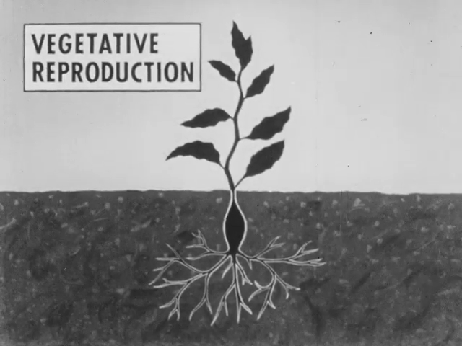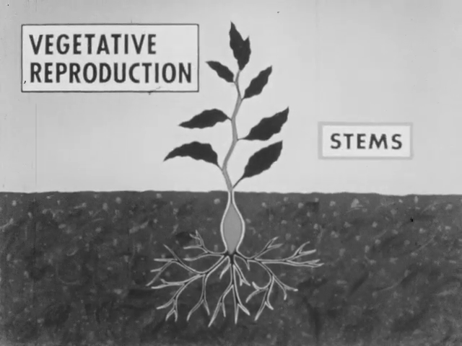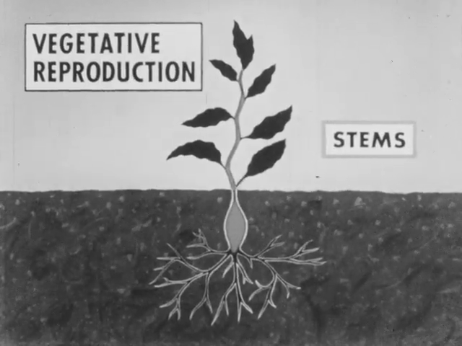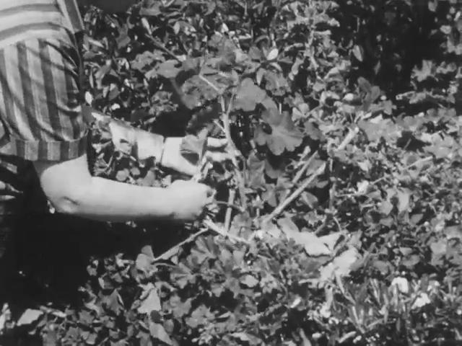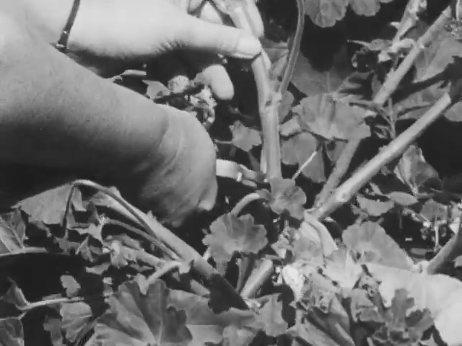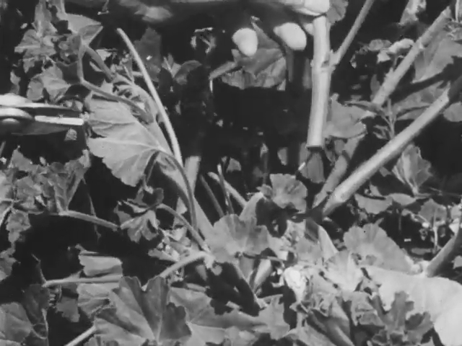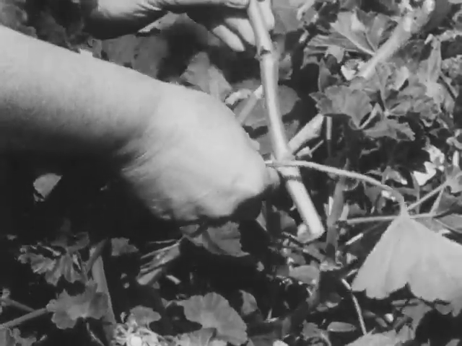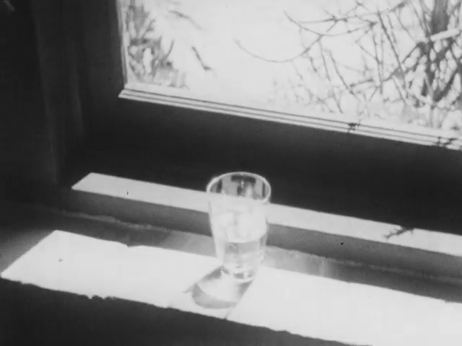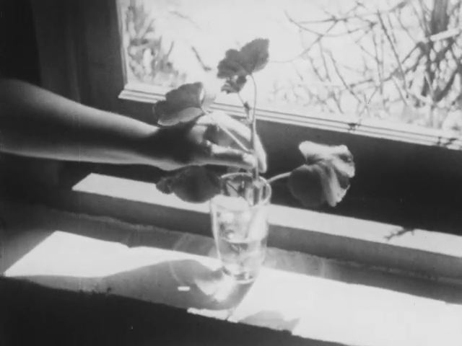In vegetative reproduction, stems of some plants can also be used to produce new plants. New geraniums can be grown from geranium stems. Let's cut a stem from this geranium. First, we break off a few of the bottom leaves. Then the stem is placed in water and kept in sunlight.